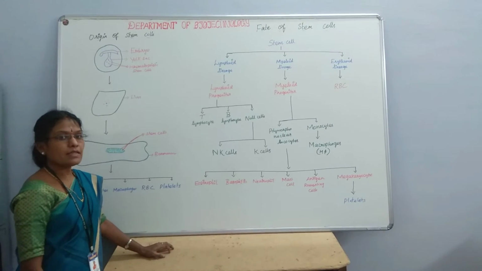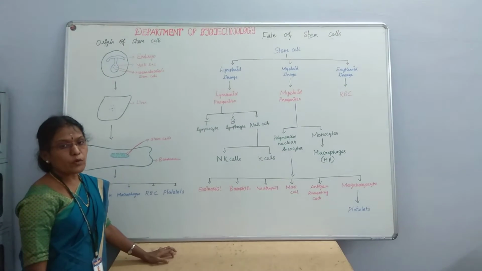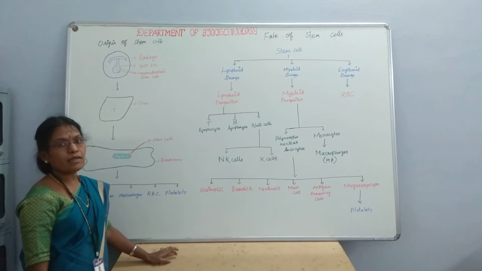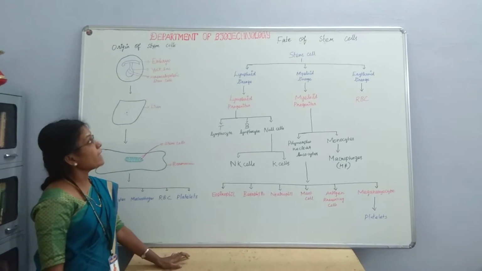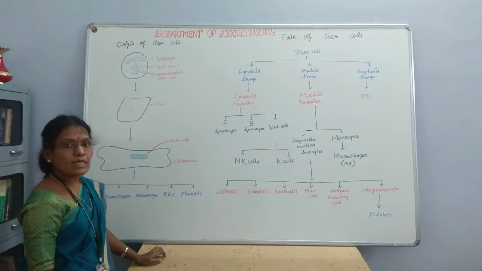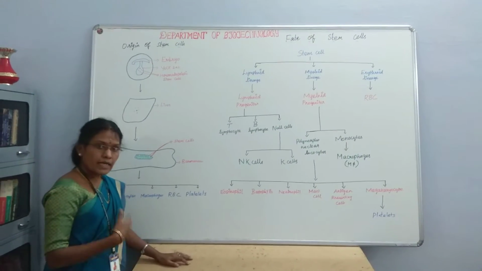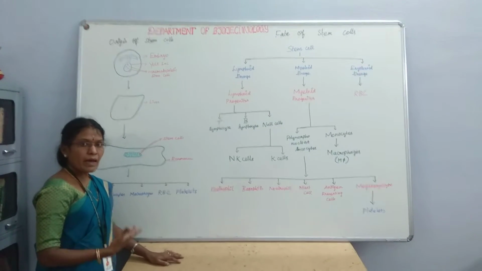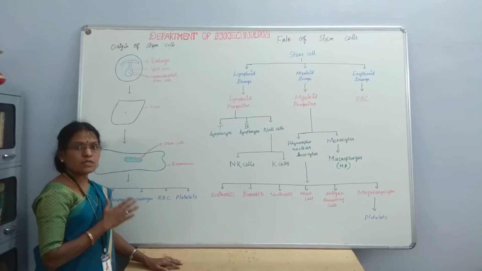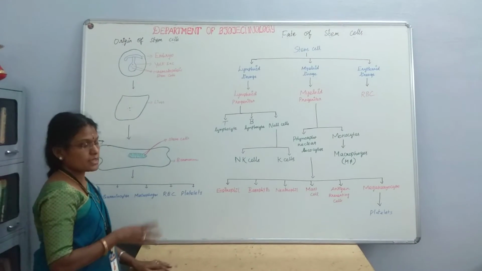Stem cells are pluripotent and totipotent cells. Pluripotent means they can form any number of cells, and totipotent means they can differentiate into any type of cell. Our body actually has differentiated cells, so for the daily renovation and formation of new cells and for the repairing of the body, stem cells are required because they are pluripotent and totipotent cells.